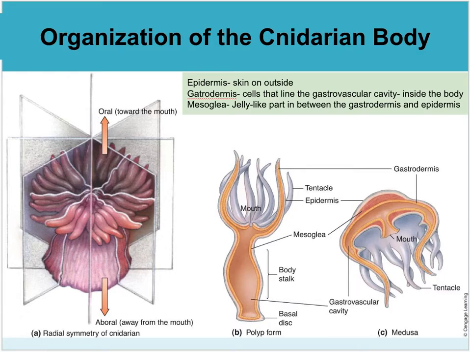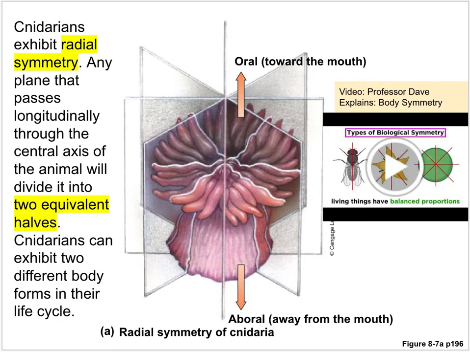But they are what is called radially symmetrical, meaning you could put a divider down in lots of different directions and you would get an equal half on both sides.